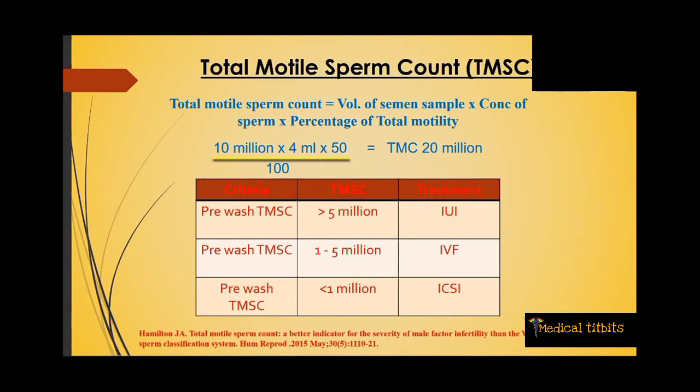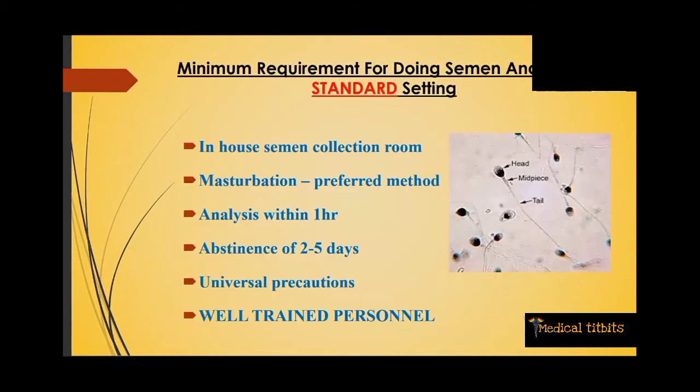should be targeted. If the total motile sperm count pre-wash is less than 1 million, the literature advocates ICSI. When it is between 1 to 5 million, IVF can be an option. And when the pre-wash TMSC is more than 5 million, IUI can be an option.